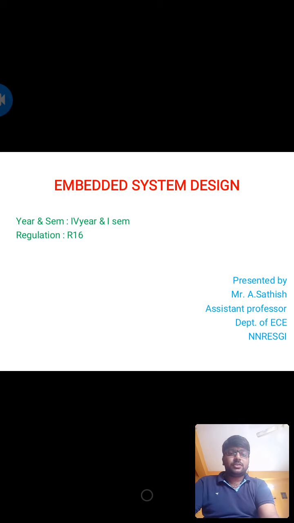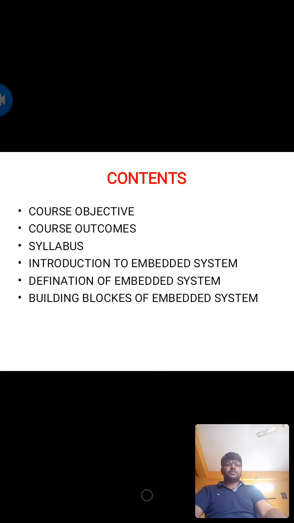Institutions. So coming to the content of today's lecture, the first one is the course objective, the second one is the course outcomes, the third one is the syllabus, next is the introduction to the embedded system and the definition of embedded system, and the last one is the building blocks of an embedded system, or a basic block diagram of an embedded system. These are the contents of today's lecture.